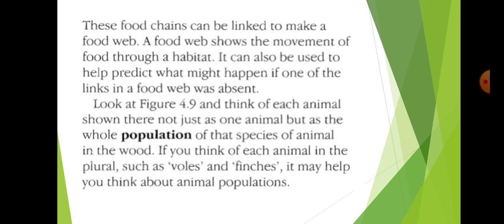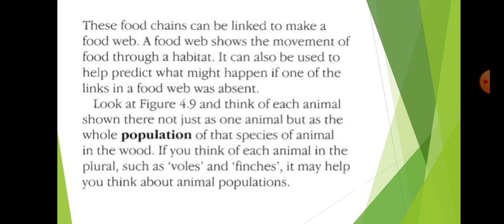These food chains can be linked to make a food web. A food web shows the movement of food through a habitat. It can also be used to help predict what might happen if one of the links in the food web was absent. Look at figure 4.9 and think of each animal shown there not just as one animal, but as the whole population of that species of animal in the wood.